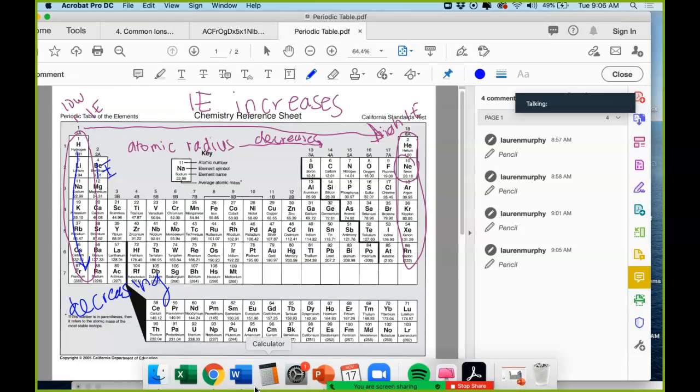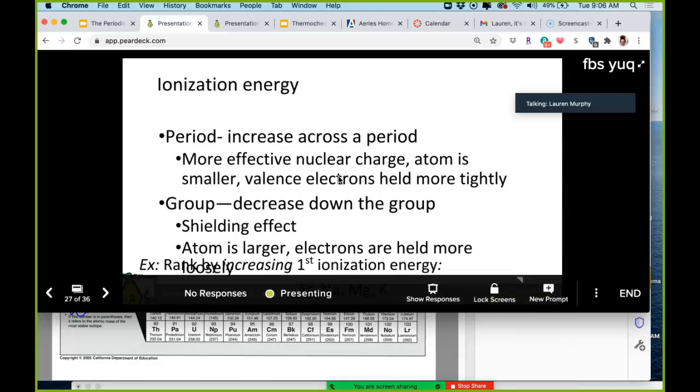Oops. So if I go back to the notes, this is exactly what this is saying. As you move across a period, the atoms get smaller, and because they get smaller, the valence electrons are held more tightly, and they're harder to remove.